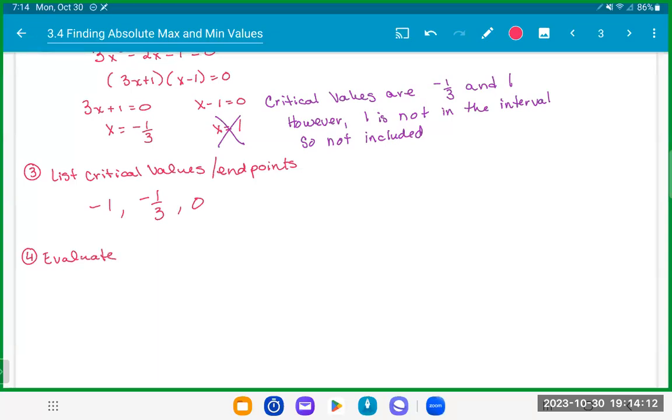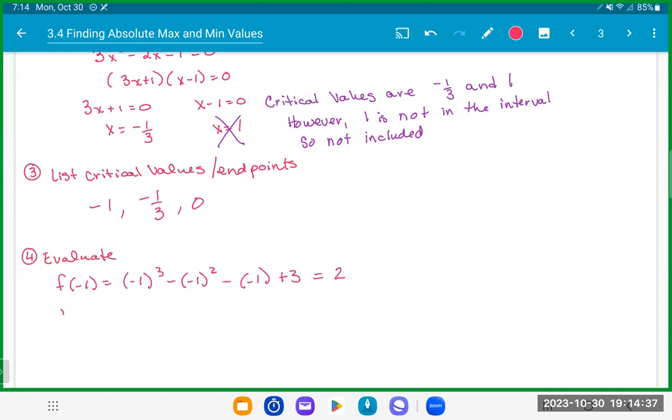Okay, so we're going to evaluate f of x at each value in step 3. And so we have f of negative 1 is equal to negative 1 cubed minus negative 1 squared minus negative 1 plus 3. And that simplifies down to 2.